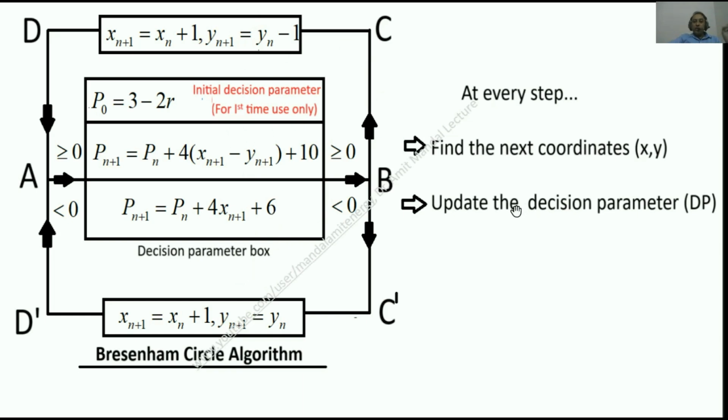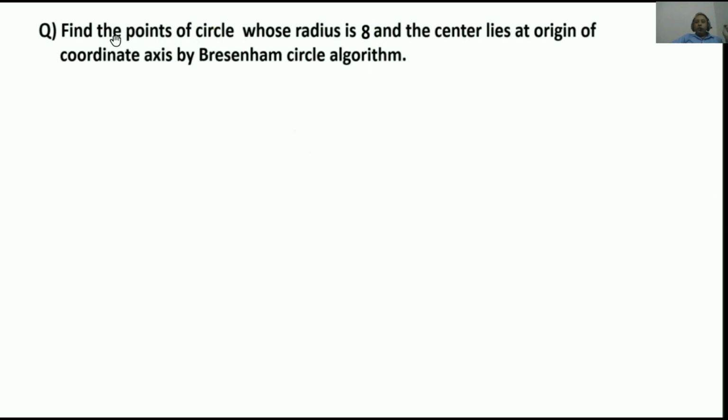When we solve the numerical, it will become very easy to understand what this algorithm is. So, coming to a numerical: find the points of a circle whose radius is 8 and whose center lies at the origin of the coordinate axis. It means the radius of the circle is 8 and the center is at the origin.